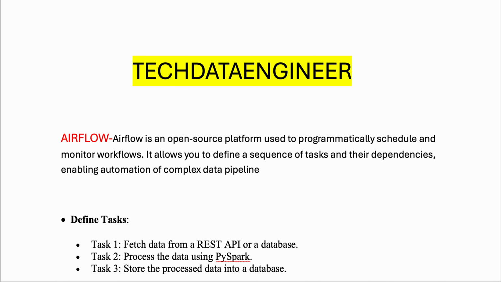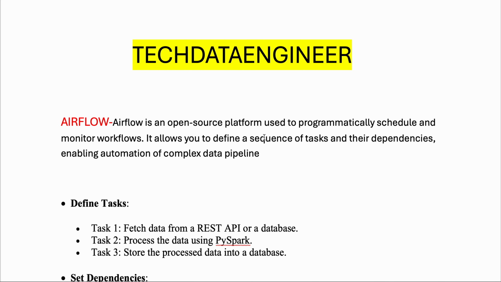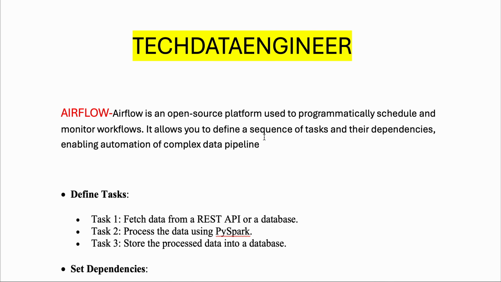So let us consider a simple example. Okay. So first we will define the tasks. Suppose we have three tasks. One is to fetch the data from any API or any database. Okay. The first task is to do that, and the other task is to process the data using PySpark. Process means either doing some transformations, cleansing, pre-processing, or data enrichment. So all these things come under the second step, and then the third is to store the processed data into the database.